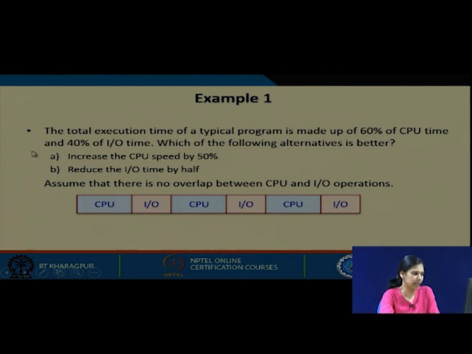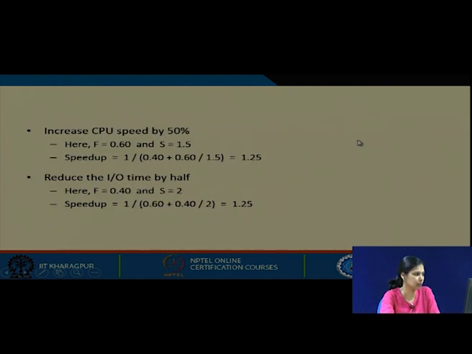So, in this particular scenario, there are two alternatives that we are trying to improve the performance. So, we want to see which one is better. The first one is to increase the CPU speed by 50%, and in the other case we are reducing the IO time by half. That means, when we are increasing the CPU speed by 50%, we are not doing anything on this 40%, and when we are reducing the IO time by half, we are not doing anything on this 60%. So, let us see this.